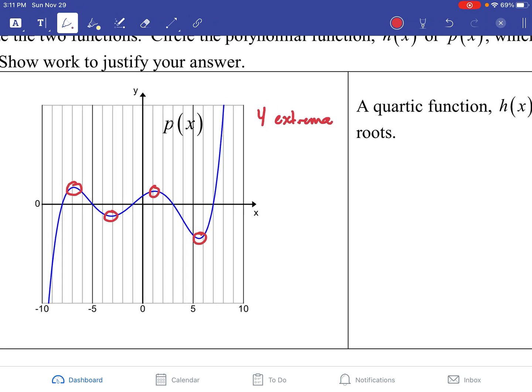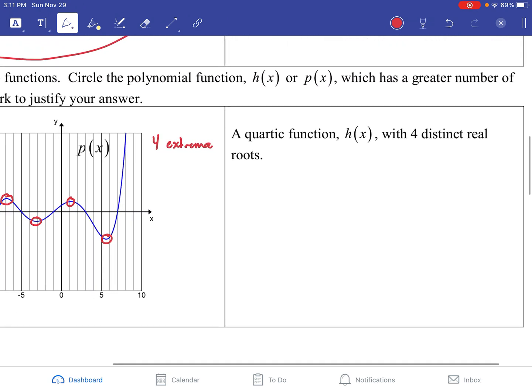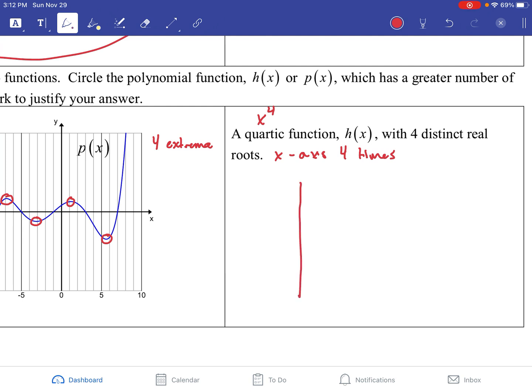All right, now let's look at the one next door. We have a quartic function, which is x to the 4th. And it has 4 distinct real roots, which means it crosses the x-axis 4 times. So if we draw a sketch of this, and it doesn't say if it's positive or negative, it doesn't really make a difference. So we're just going to draw an x to the 4th graph. So it's got 1, 2, 3, 4.